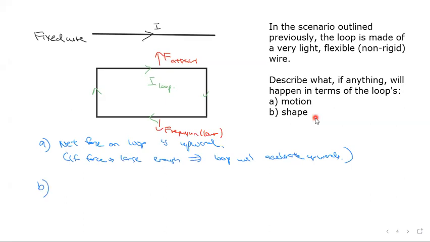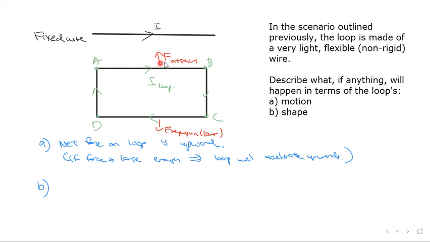Now we'll consider the shape. Well, right now it's a rectangle. Now we have A, B, C, D. And of course, it might move upward, but that's irrelevant to part B. We're not talking about its motion anymore.